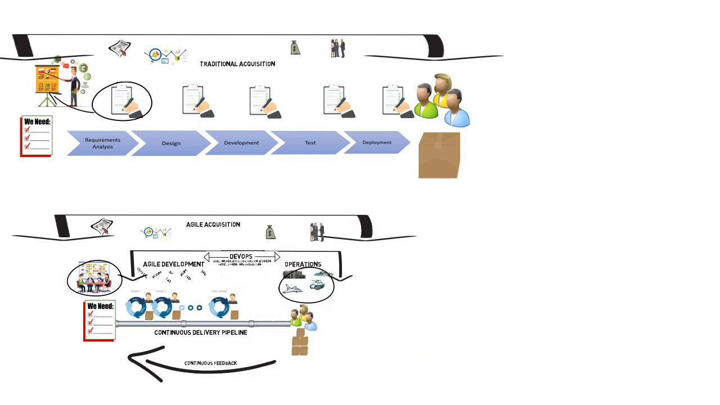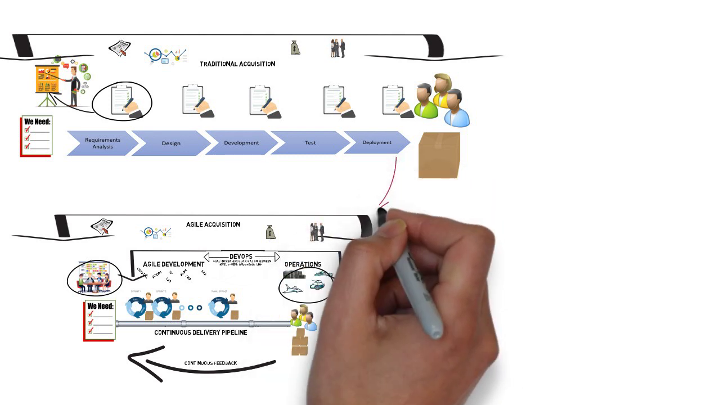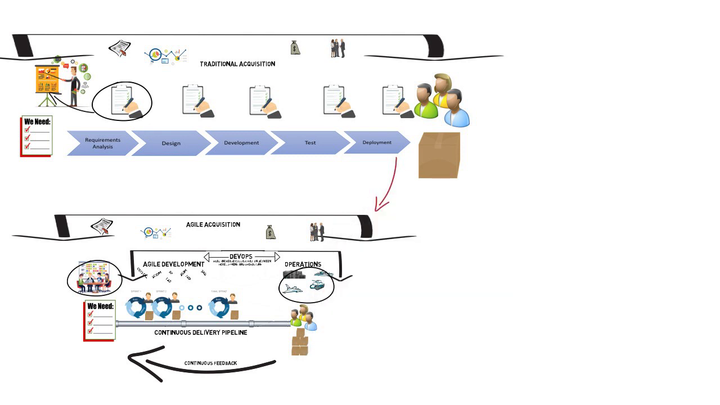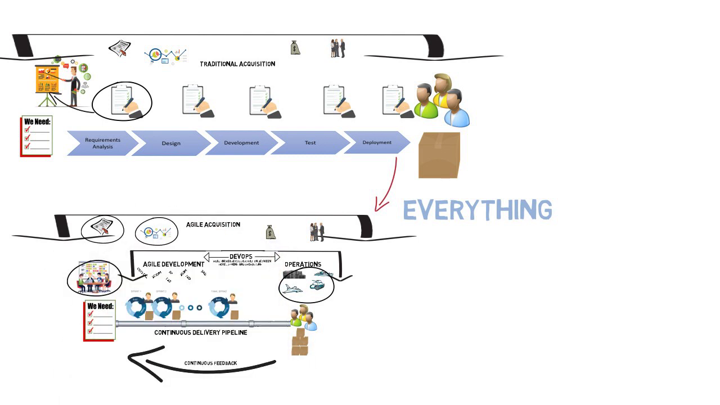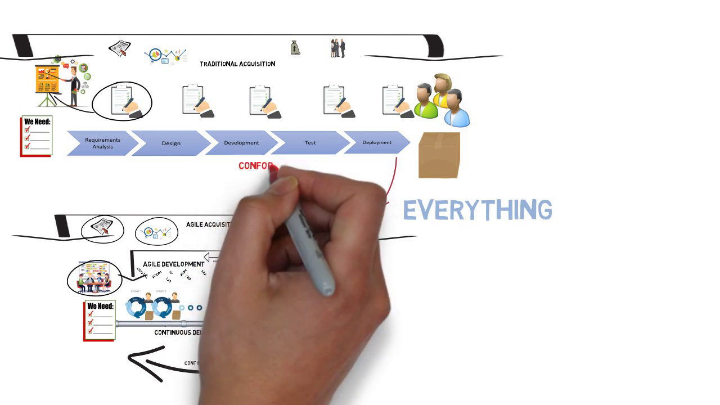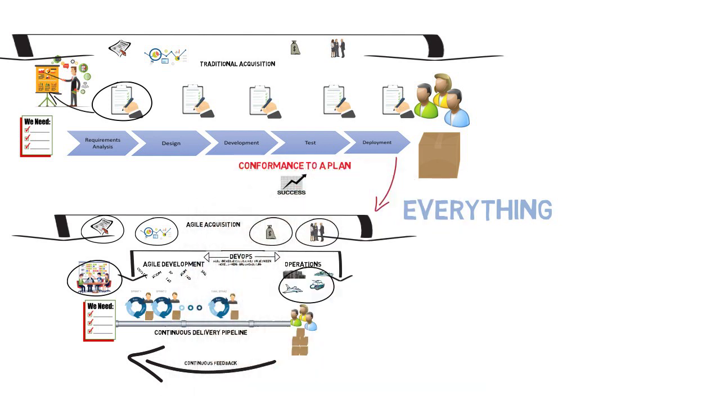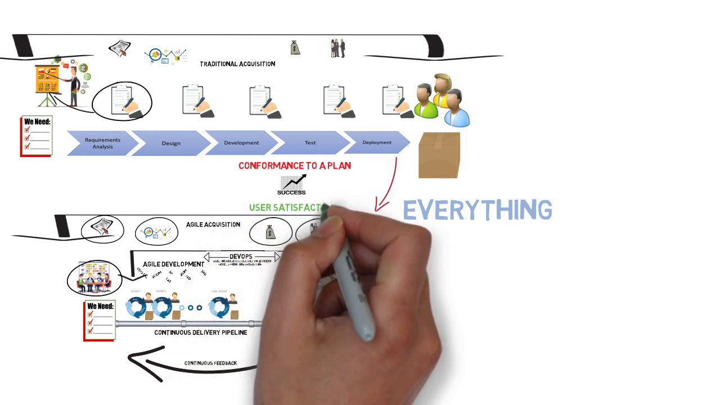What do we need to change if you want to go from a traditional acquisition approach to an Agile acquisition approach? The answer is almost everything. We need to restructure our contracting approach, develop the appropriate metrics to track the progress and success of the program, alter how we fund the acquisition, and change the overall culture. Remember, we're completely redefining success. We're moving from the primary measure of success being conformance to a plan to the primary measure of success being user satisfaction.